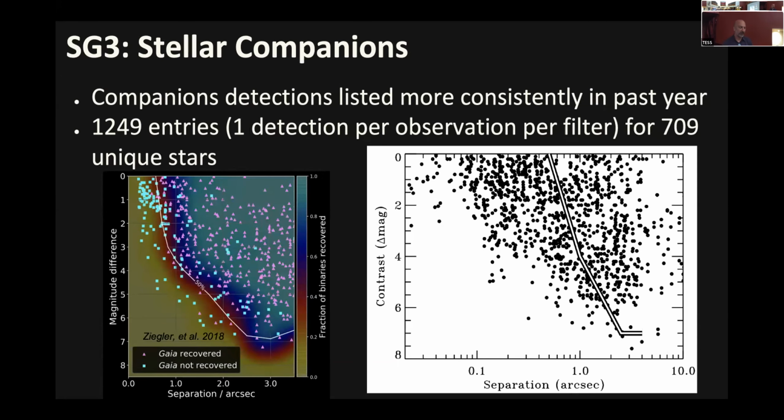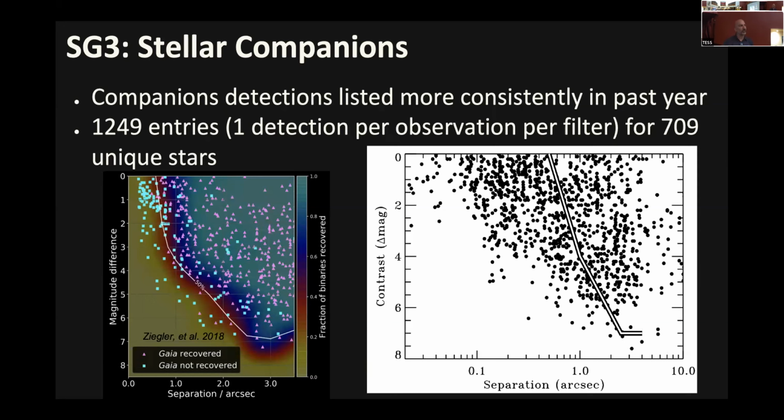And then on the next slide, our companions are starting to be listed more consistently on ExoFOP. And there are currently over 1,200 entries in that table just for stellar companions. And each row in that table is one detection per observation, per filter, per telescope, per whatever. And I wanted to show this figure on the left here, some work that was done by Carl Ziegler, where he was showing how Gaia can contribute.